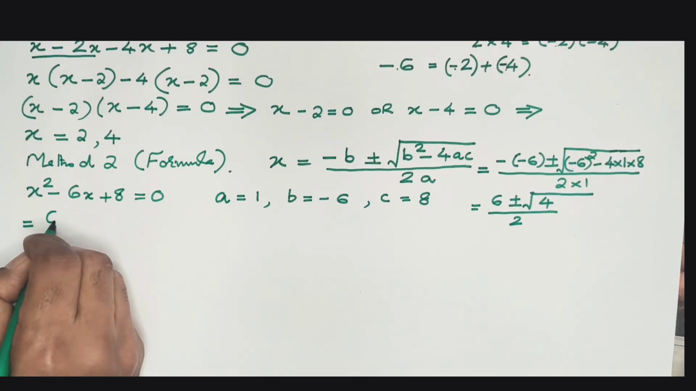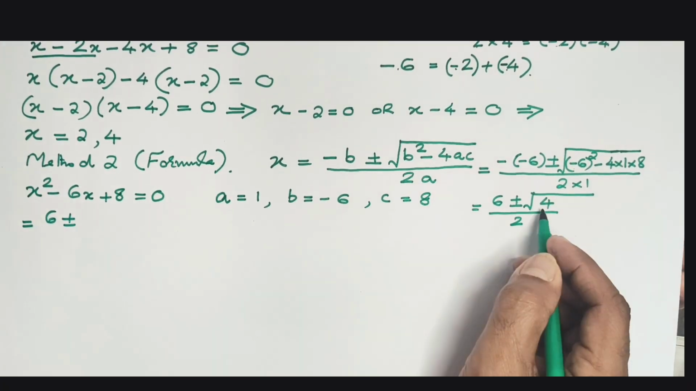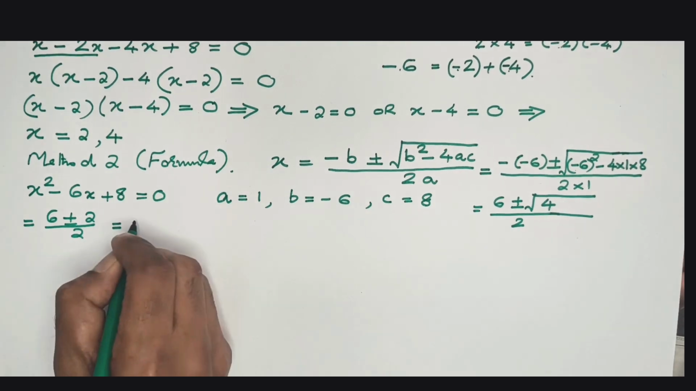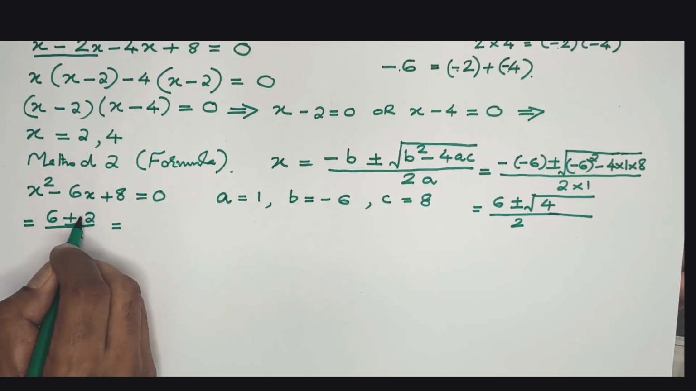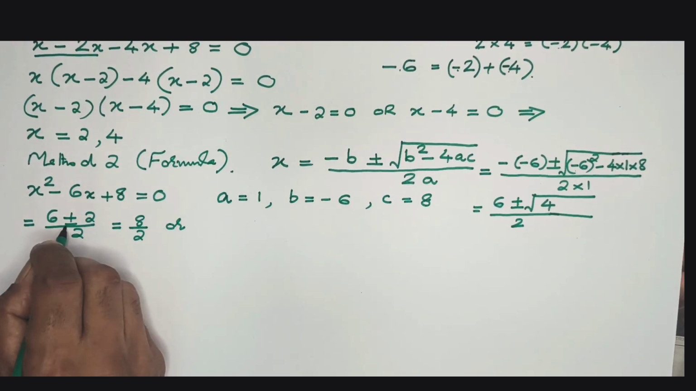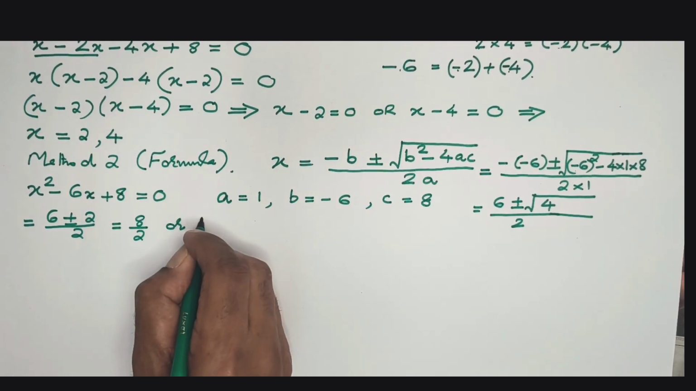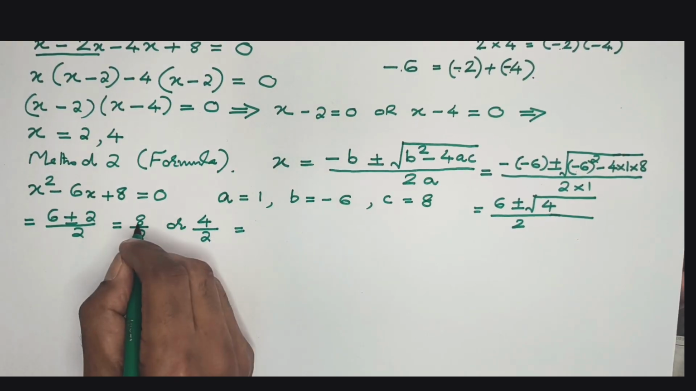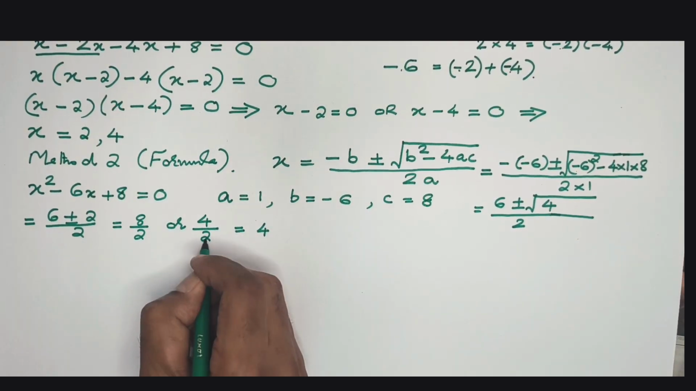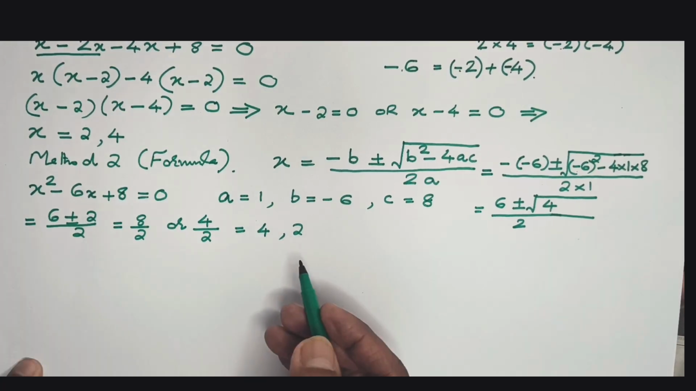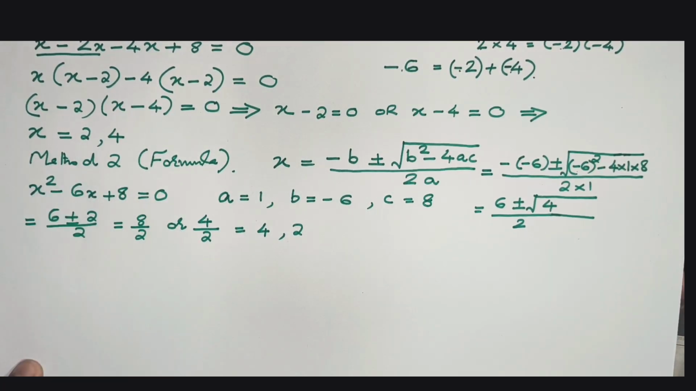That equals 6 plus or minus root 4, which is 2, divided by 2. Taking the plus sign, 6 plus 2, 8, so 8 over 2, or taking the minus sign, 6 minus 2, 4. 4 divided by 2. This equals 8 divided by 2, 4, and 4 divided by 2, 2. See, these are the roots we had using the first method, factorization. So this is the second method.